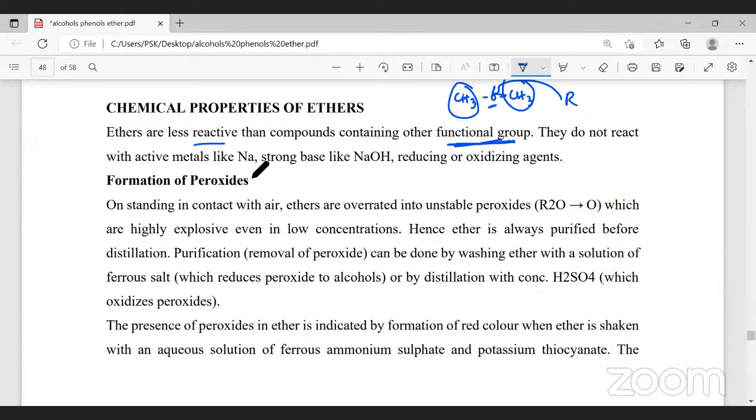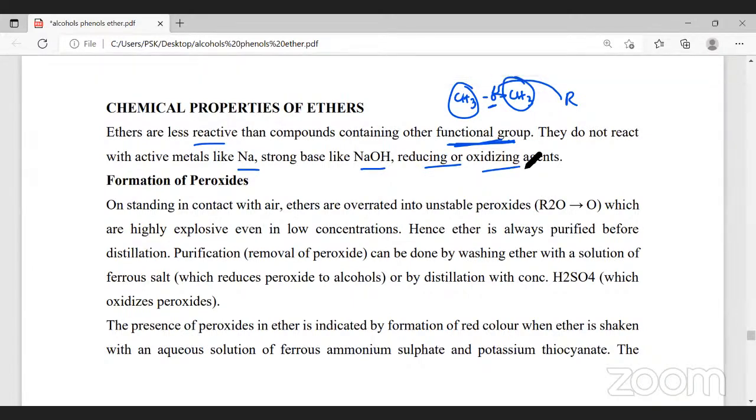They do not react with active metals like sodium, or strong bases like sodium hydroxide, or reducing or oxidizing agents. Since this oxygen is shielded, they do not react with sodium metal or base or sodium hydroxide or reducing or oxidizing agents. Now, formation of peroxides.